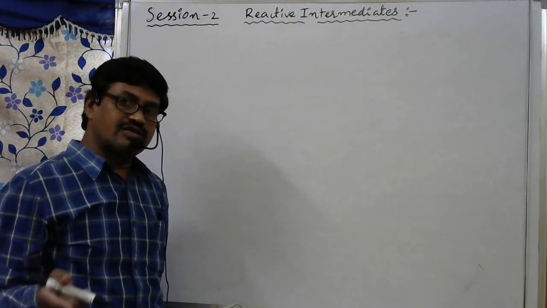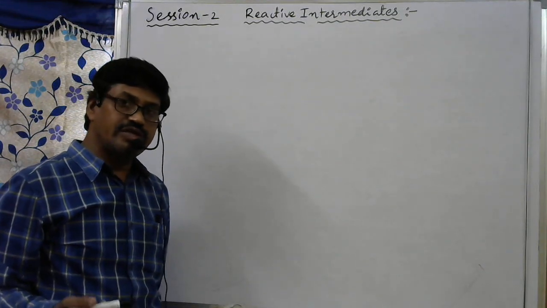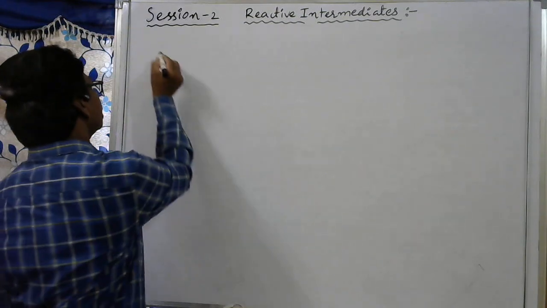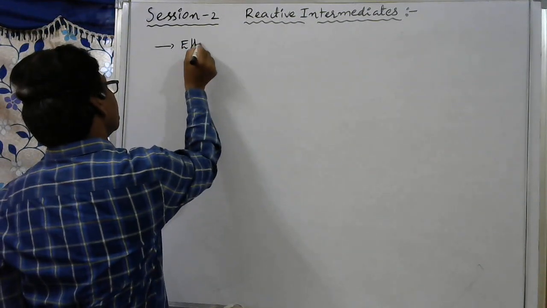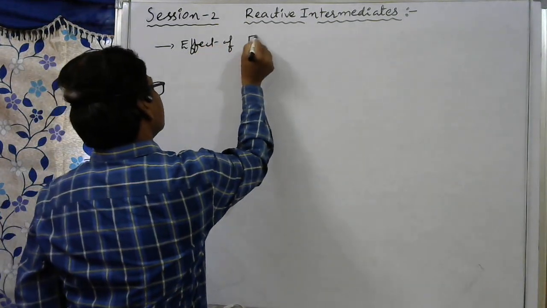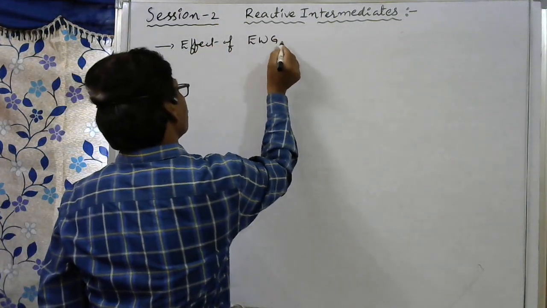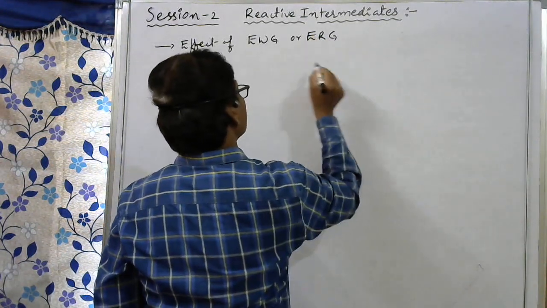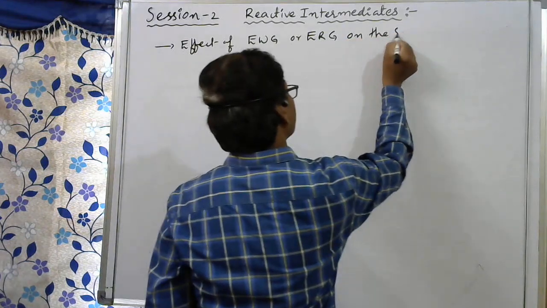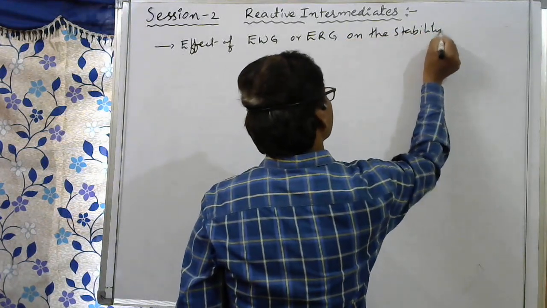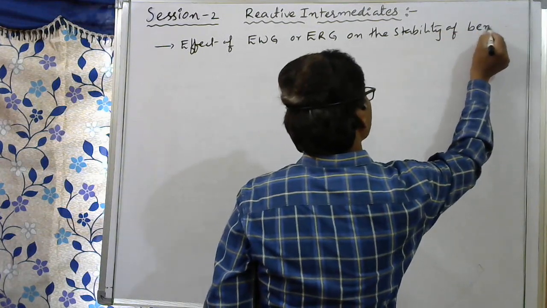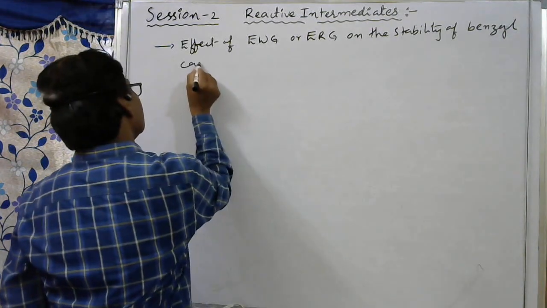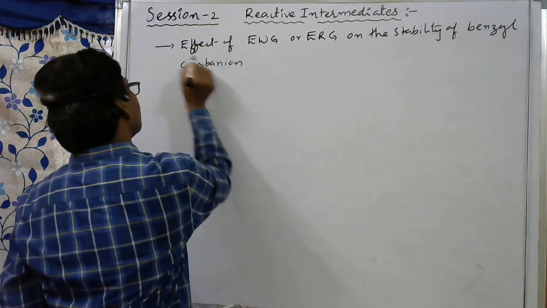Effect of electron withdrawing groups and electron donating groups on the stability of benzyl carbocation, now we will discuss. So here, the effect of EWG, EWG means electron withdrawing groups, or ERG, ERG means electron releasing groups, on the stability of benzyl carbanion.